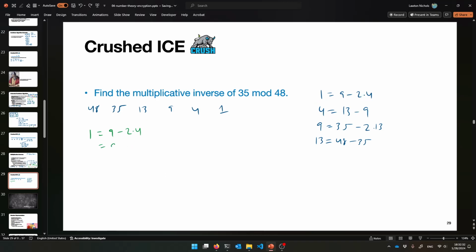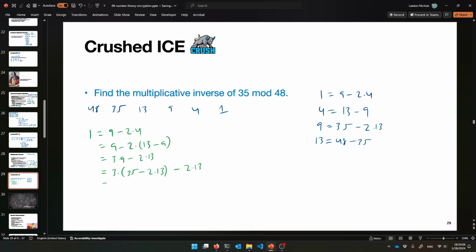4 is equal to that. So I have 9 minus 2 times what was 4? 13 minus 9. Okay. So that's equal to 9. How many 9s? First of all, it's 1 9 and then positive 2 9s, so 3 9s total. 3 9s minus 2 13s. And then I can replace using this equation. What is 9 but all that? 3 times, okay, what was 9? It was 35 minus 2 times 13. And then still minus the other 2 times 13.